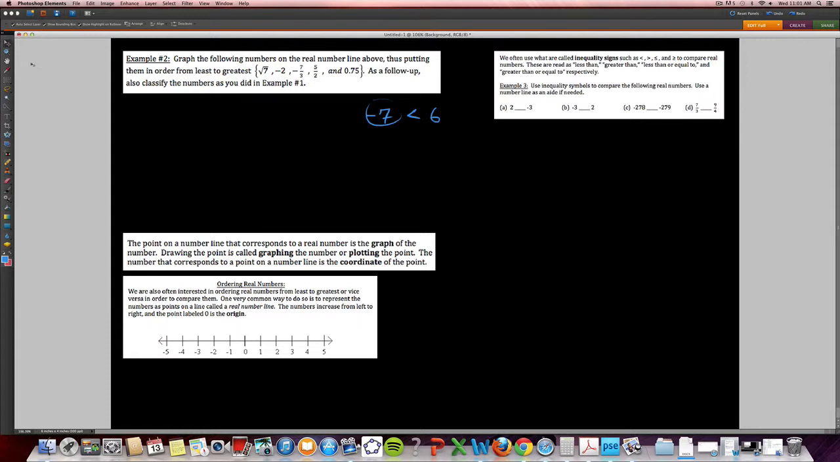Let me grab this tool very quickly here. Let me see if I can get this to work for us. One second. There we go. I think this should work for us now.